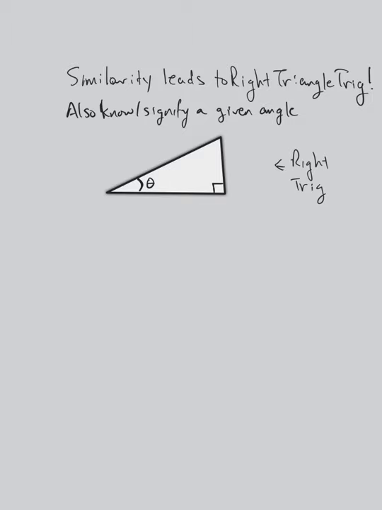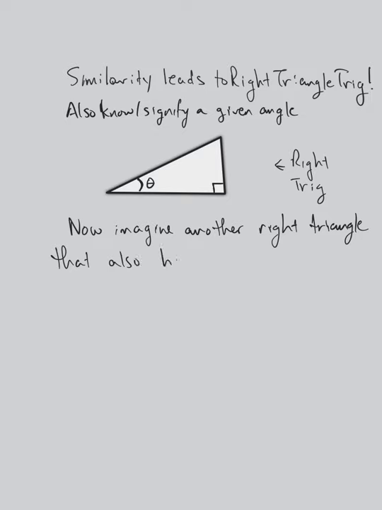All right, like that. Now imagine another right triangle that also has the angle theta in it. Okay, like that. And so let's think about that a second. Let me get us a picture of one here.